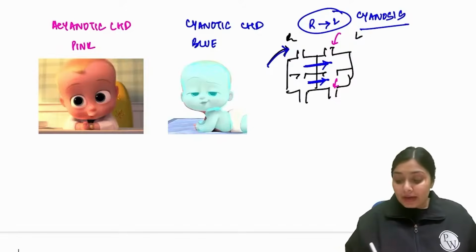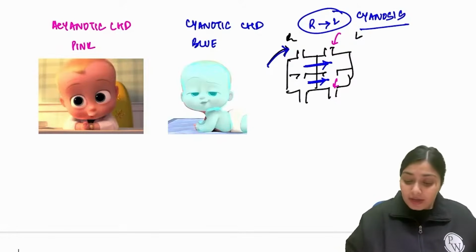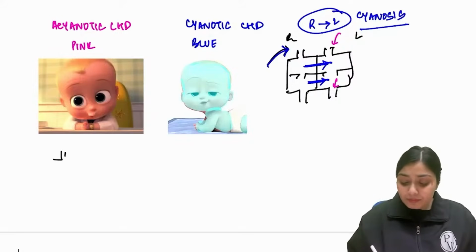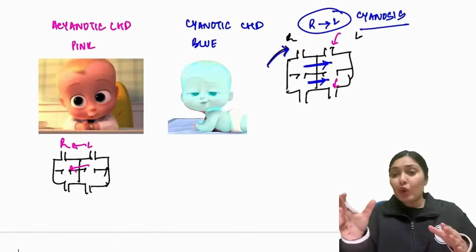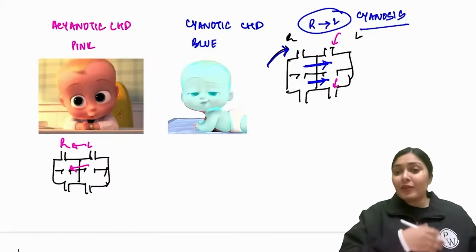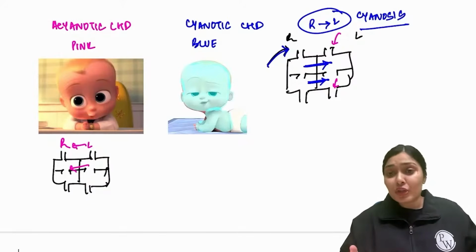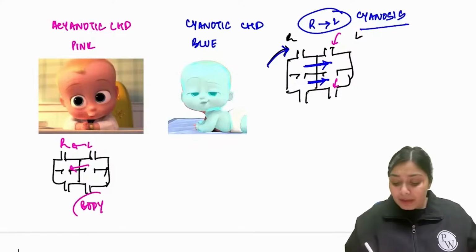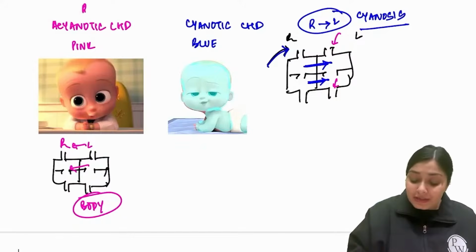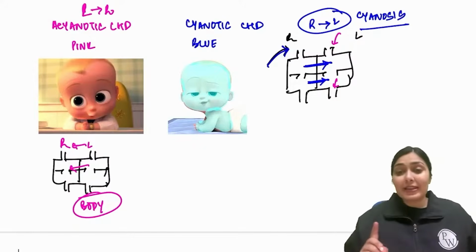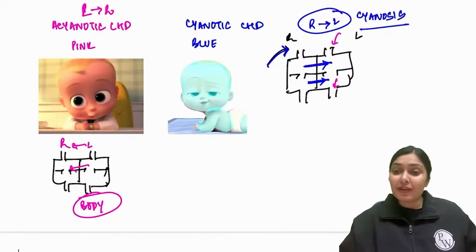Right? On the other hand, this is my heart, and due to some problem, there is a left to right shunt. What will happen? Some of the oxygenated blood is going to the right side. Again, from the right side, the blood will go to the lungs for oxygenation. So is there any problem happening to my body? No, my body will still receive oxygenated blood. So this is acyanotic heart disease. Remember, whenever there is a left to right shunt, there will be acyanosis, and whenever there is a right to left shunt, there will be cyanosis.